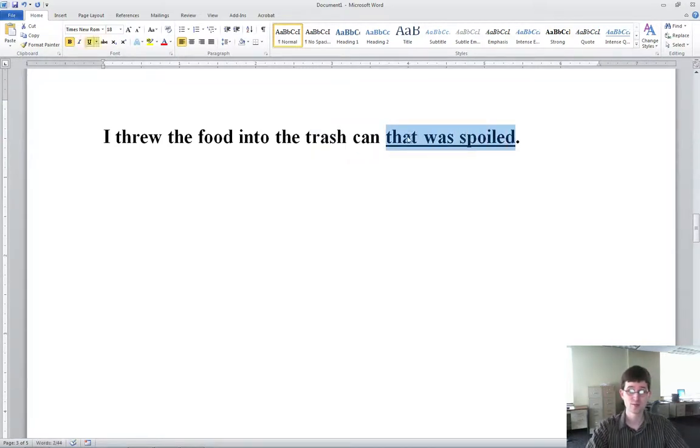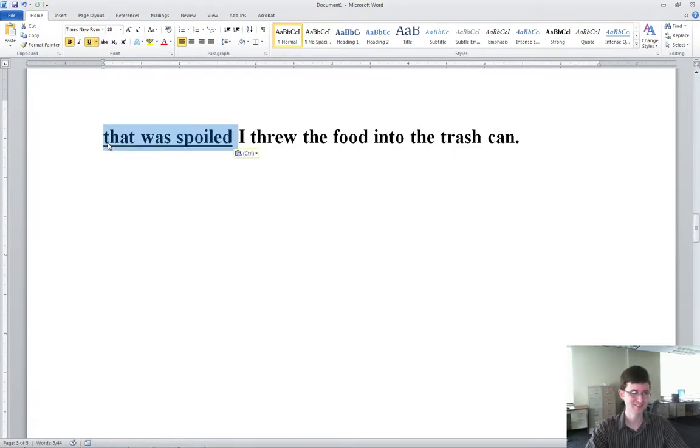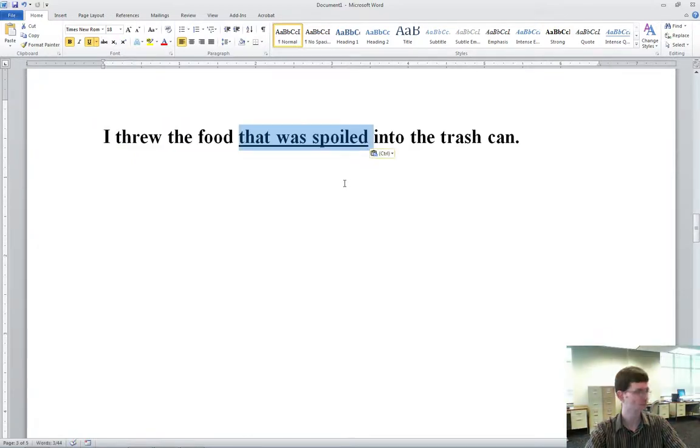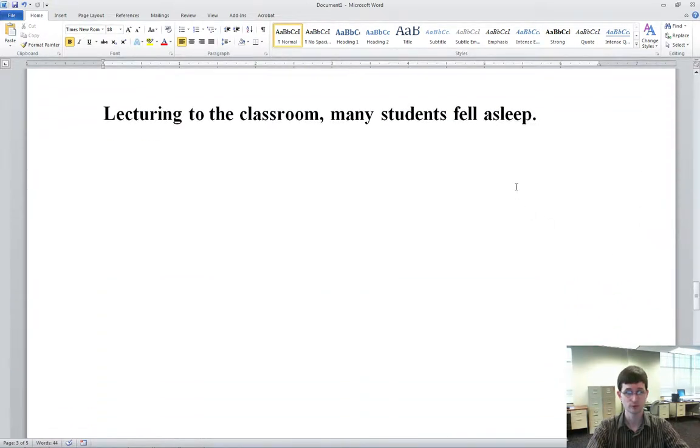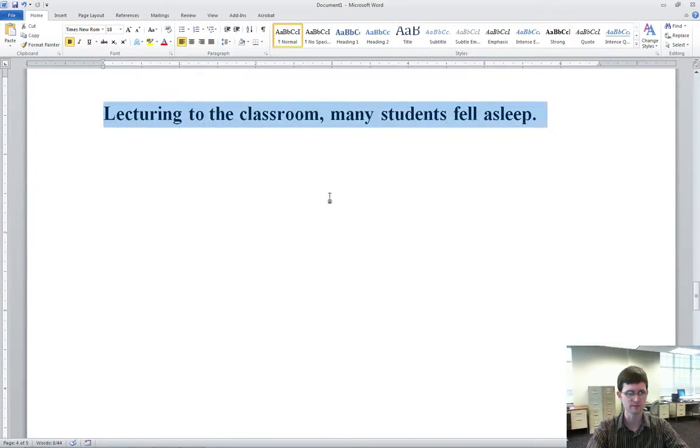Now, perhaps we could move this by our subject. No, let's not talk about people being spoiled. Let's talk about food that was spoiled. Here's a meaning of the sentence that makes a lot more sense. The food that was spoiled. Another misplaced modifier. Okay, I have 2 more to work through, and now we're going to start looking at the more tricky dangling modifiers. Once again, pause your video and see if you can figure out what the difficulty is right here.